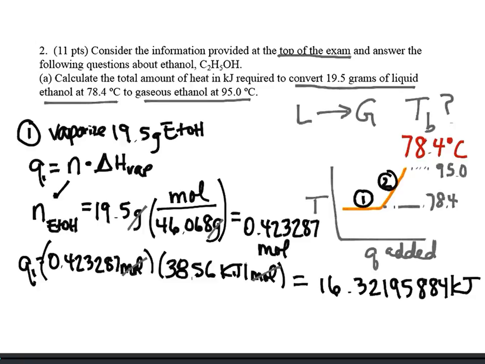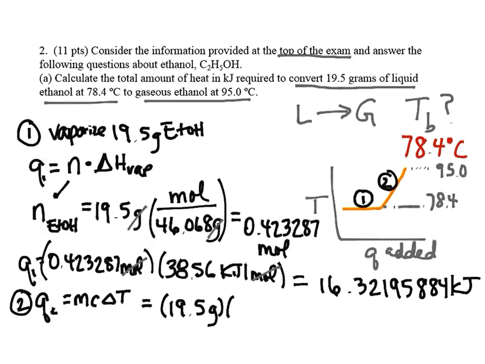Moles cancel and you end up with 16.3219 kilojoules. Step 2, we're increasing the temperature. Whenever you're increasing the temperature, you want to figure out the heat, or Q, involved in that. The equation is Q equals mc delta T. The m is mass.